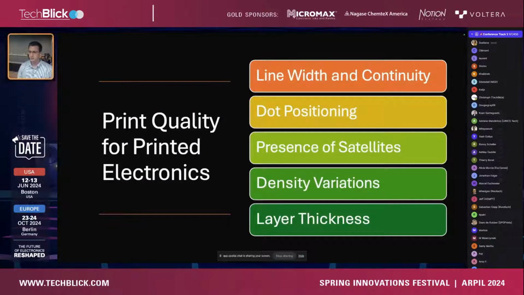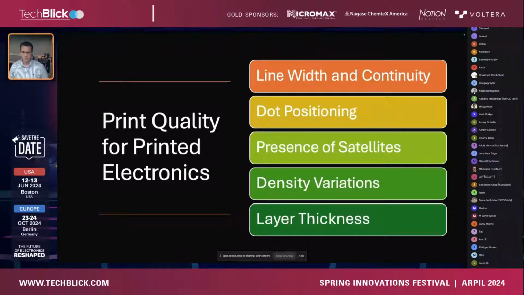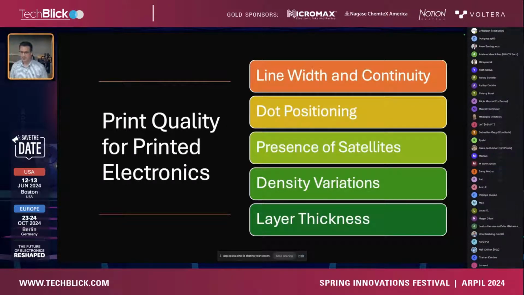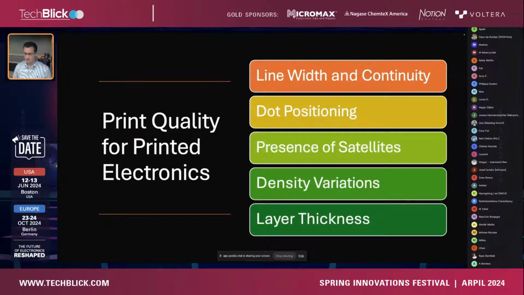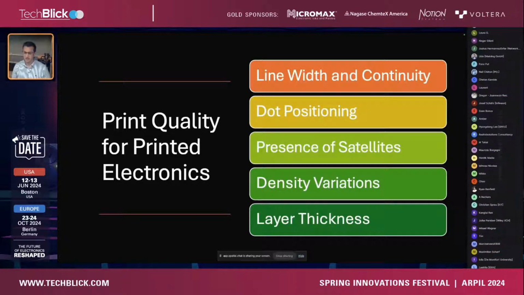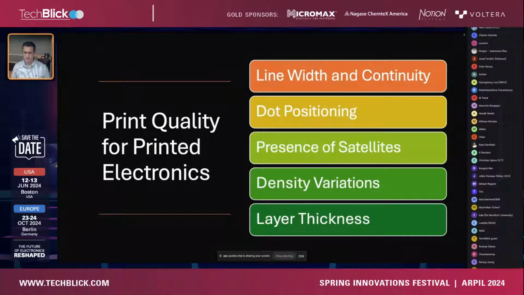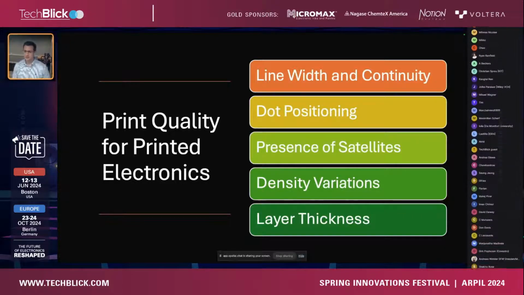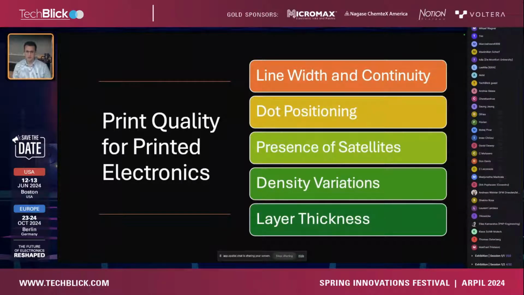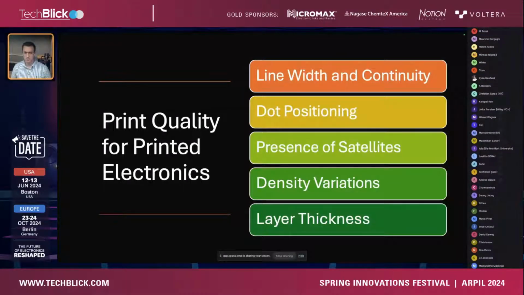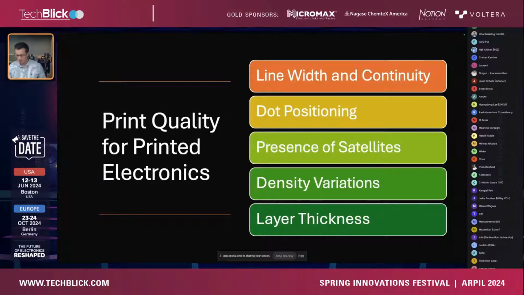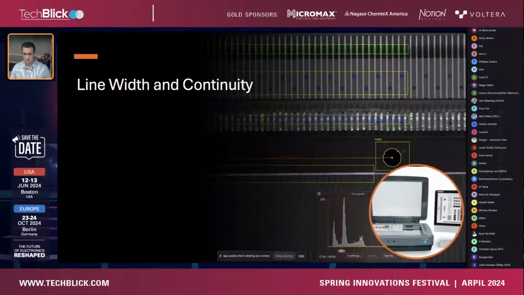When it comes to printed electronics, there's a wide range of applications that might come into play. We could be talking about flexible displays, solar cells, or fabrication of sensors or circuit boards. So if we look at the whole broad spectrum of what printed electronics means, we see a couple of common patterns when it comes to what is most important for print quality. And those are the ones that are shown here. We'll dive into each of those in a little bit more detail.